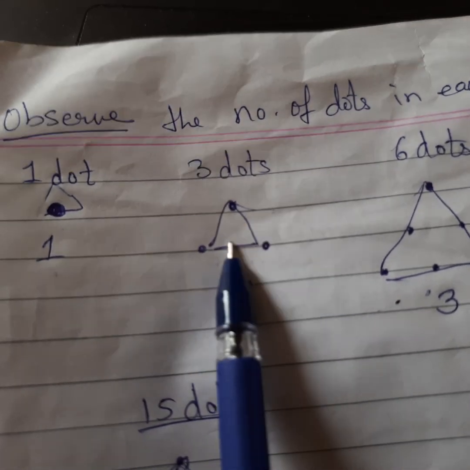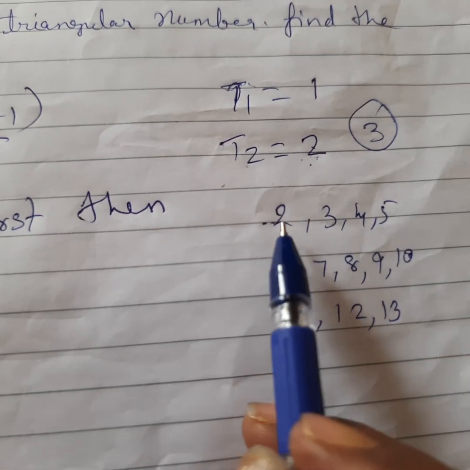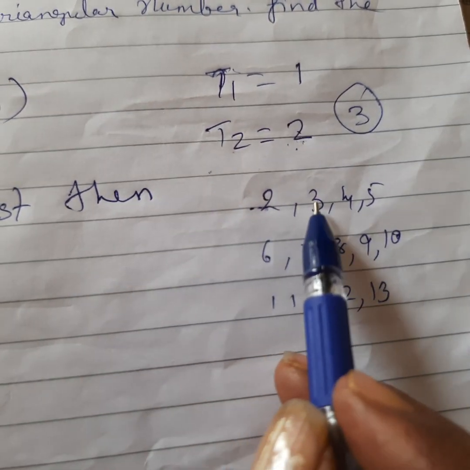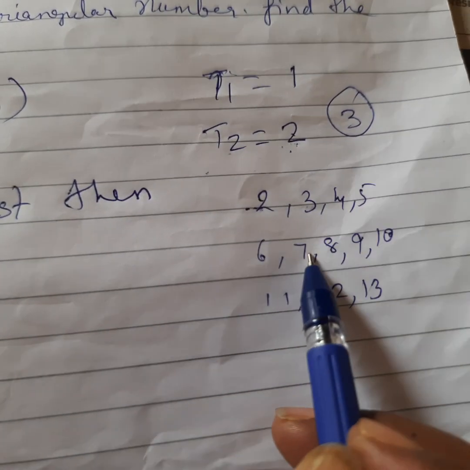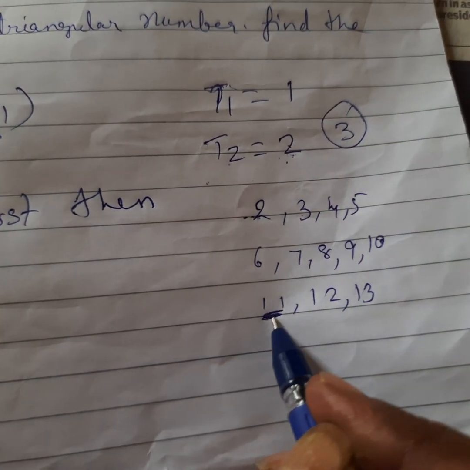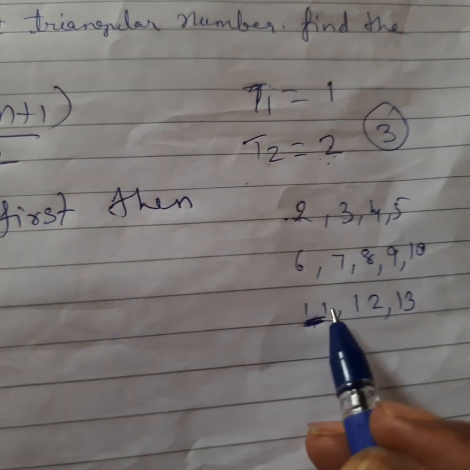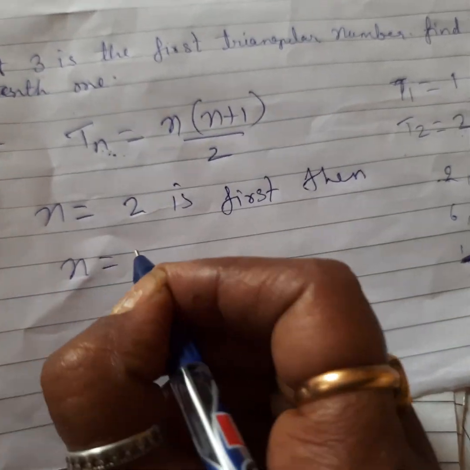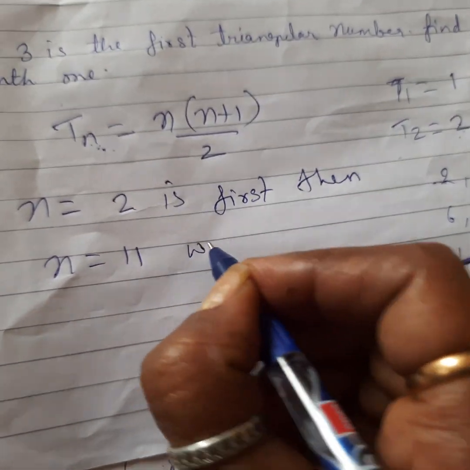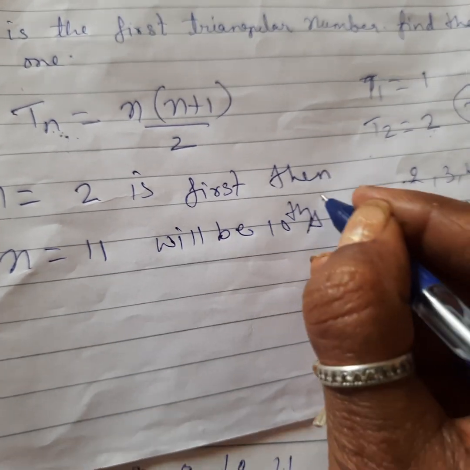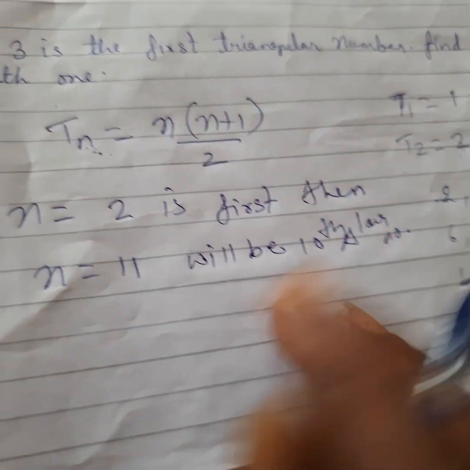Okay, see. So if 3 is the first triangular number, then that means n is equal to 2, children. So if 2, 3, 4 we wrote, now from 2 we have to count. 1, 2, 3, 4, 5, 6, 7, 8, 9, 10. See, where did my 10th number come? That is 11. That means n is equal to 11 will be the 10th number, 10th triangular number. Hope now it's clear, children.